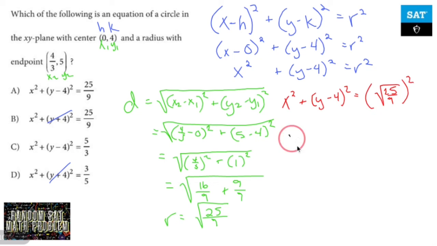So last but not least, my final answer is going to be x squared plus (y minus 4) squared equals 25 over 9, because my squared and the square root cancel each other out. There you go. Woo!